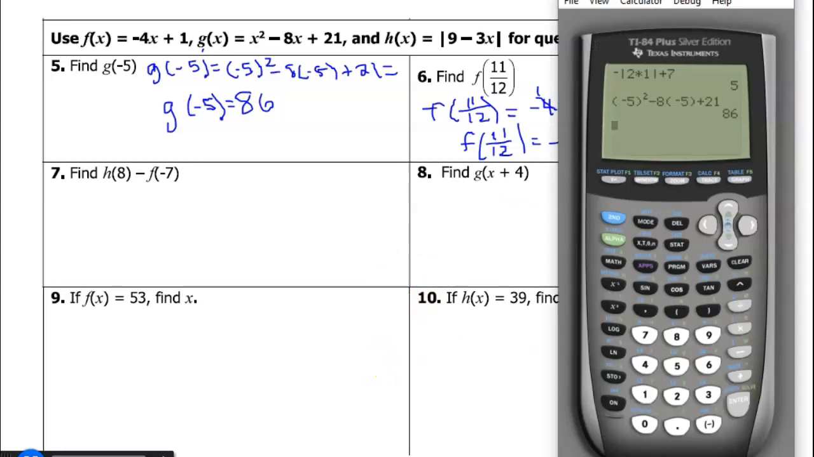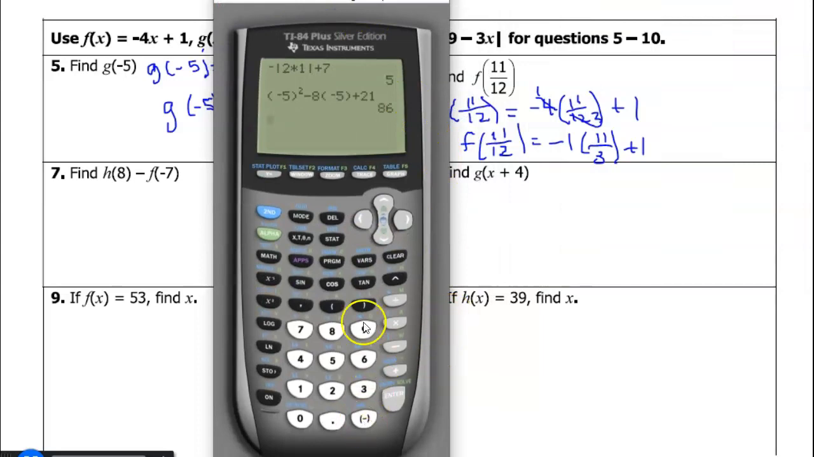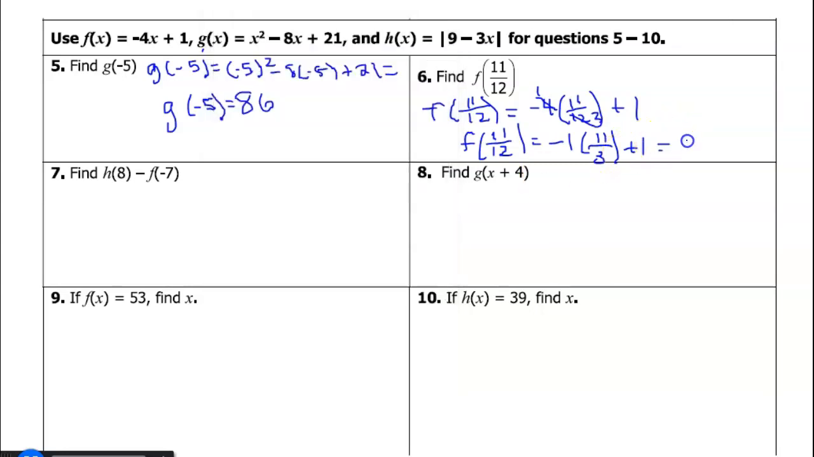And I'm going to just plug that into my calculator. So let's see, -1 times 11 over 3 plus 1. All right, and I want to have a fraction. So I'm going to make that answer a fraction. I just hit the math key, and I'll just hit fraction, and I'll press enter, and bam, it'll give me my fraction. So that is -8 over 3. All right, let's go to the next one.